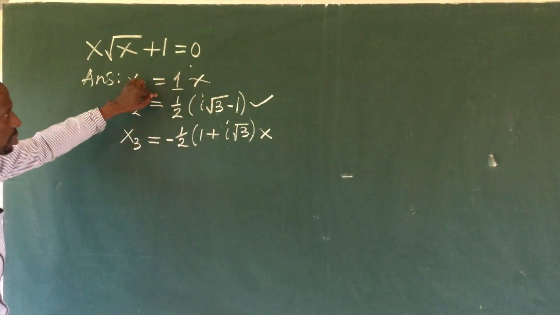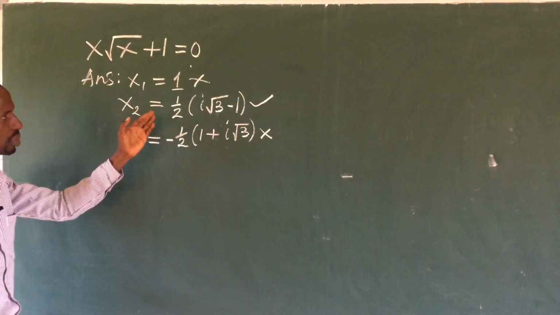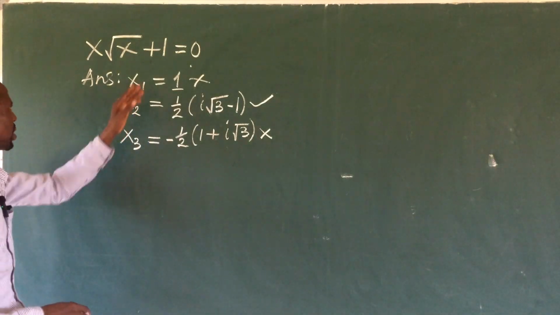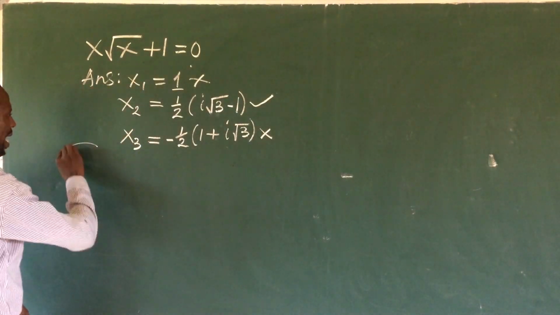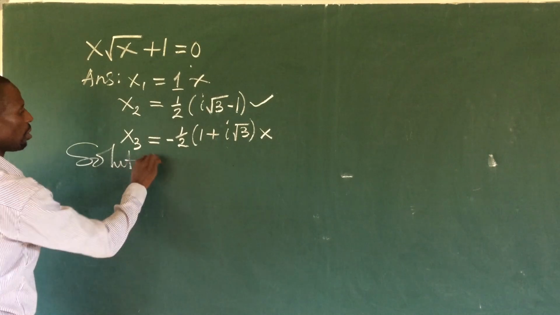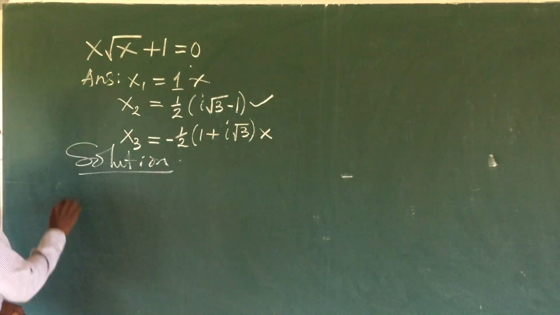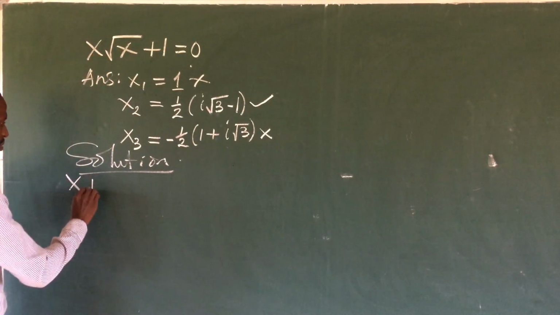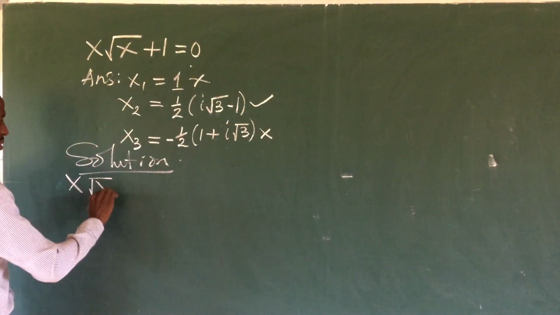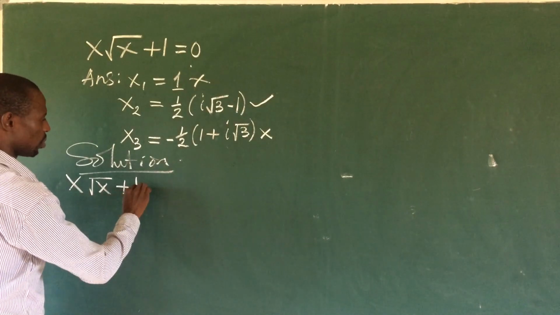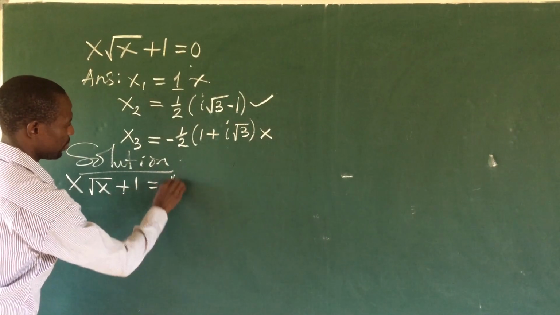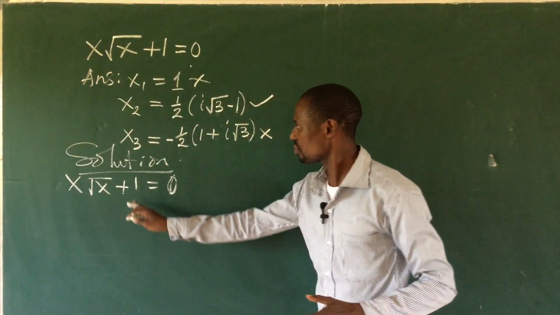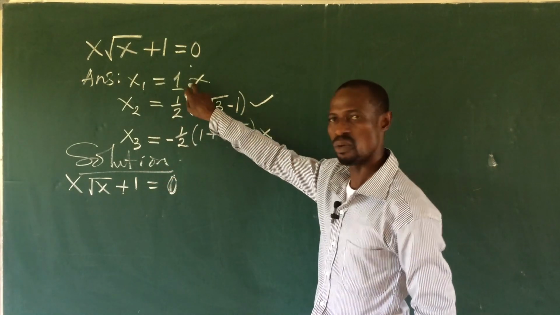So we want to check root number 1, if it will satisfy the equation, root number 2, and root number 3, if they will satisfy this equation. So we're taking root number 1 when x is equal to positive 1. Okay, so we take when x is equal to 1. Let's bring down the equation, which is x times the square root of x, plus 1 is equal to 0. Good. So it means that whenever we see x, let's put in 1 in there.